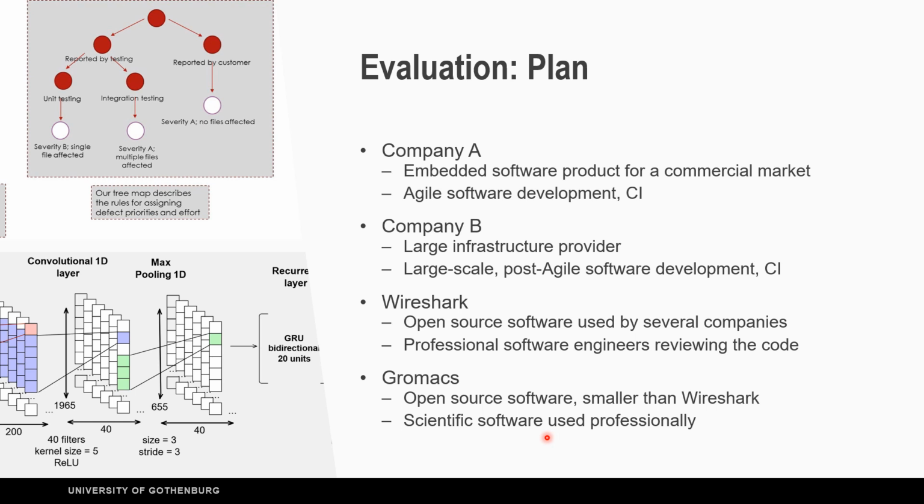We used 2 companies that have a large number of code developed professionally. They both work in Agile or even post-Agile world, and they use different programming languages. We also evaluated that on 2 projects from open source, Wireshark and GROMACS. Both projects are open source, but also backed up by professional organizations. Wireshark is a communication protocol used in many applications, so there are a lot of professionals from telecommunication companies supporting that. And GROMACS is scientific software, which has been used quite a lot.